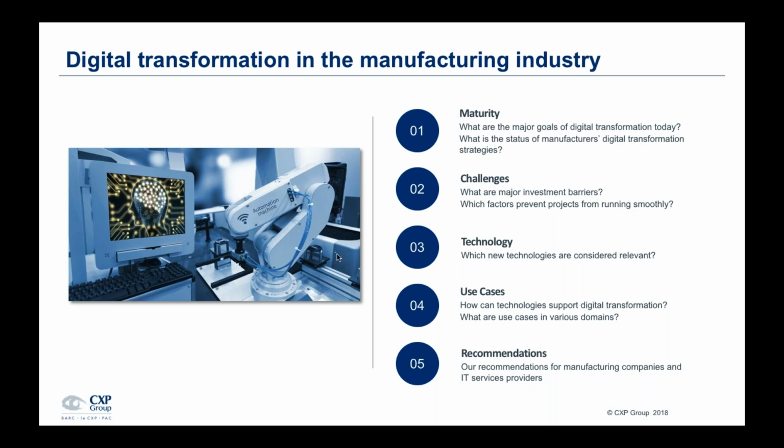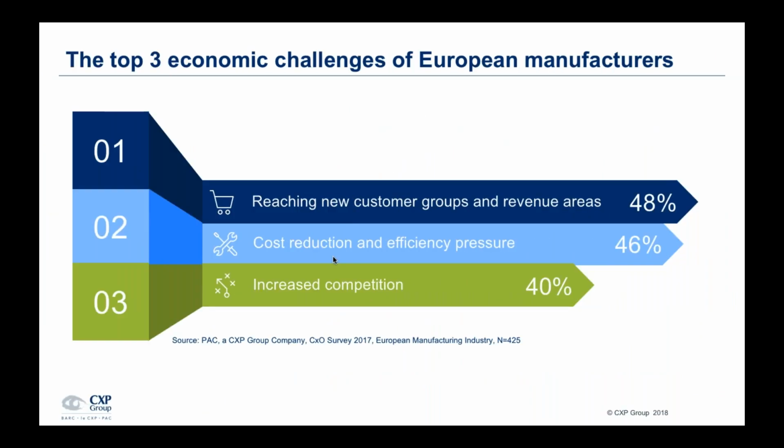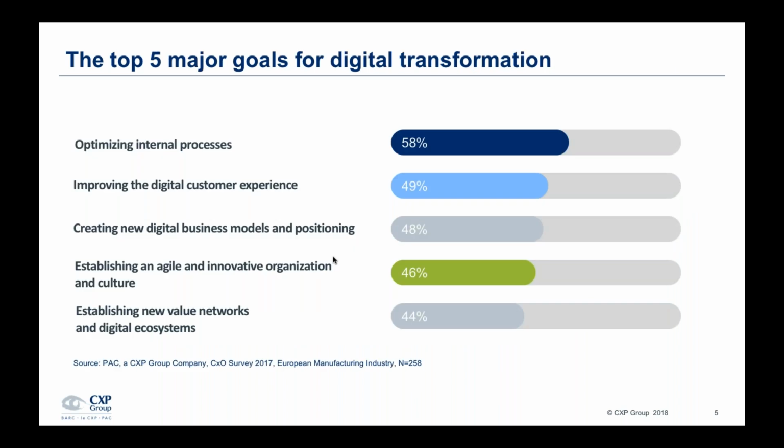So, in order to understand why digital transformation is an important topic for manufacturers today, I want to share with you the three major challenges which manufacturers are facing today. And these are reaching new customer groups and revenue areas, reducing costs and efficiency pressure, and increased competition. And one way for manufacturers to address these challenges is to digitally transform the way they do business and how they operate. So we've also asked manufacturers about their goals of digital transformation.